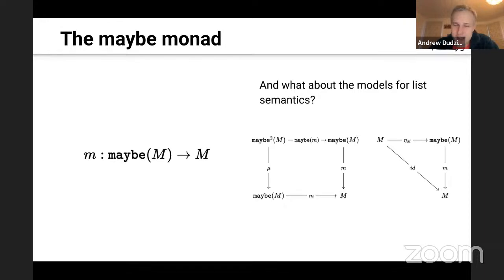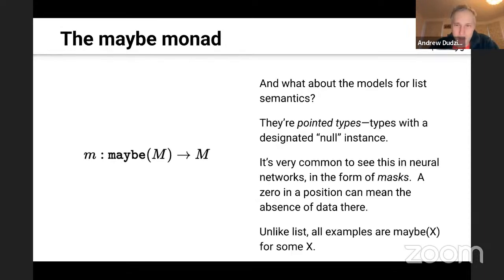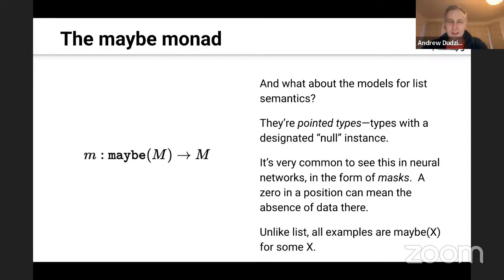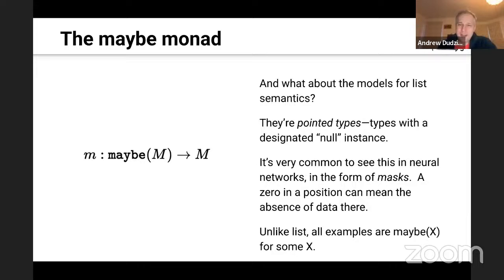Interestingly, this example is a little different from the list one, because we actually get the same. Before we had lists as examples. Here we have maybe types as examples, but those are all the examples. We don't have any new ones. So every algebra for maybe is itself a maybe type, but you can say that in a slightly different way: they're pointed types. So they're types where one particular instance of that type is designated as null.